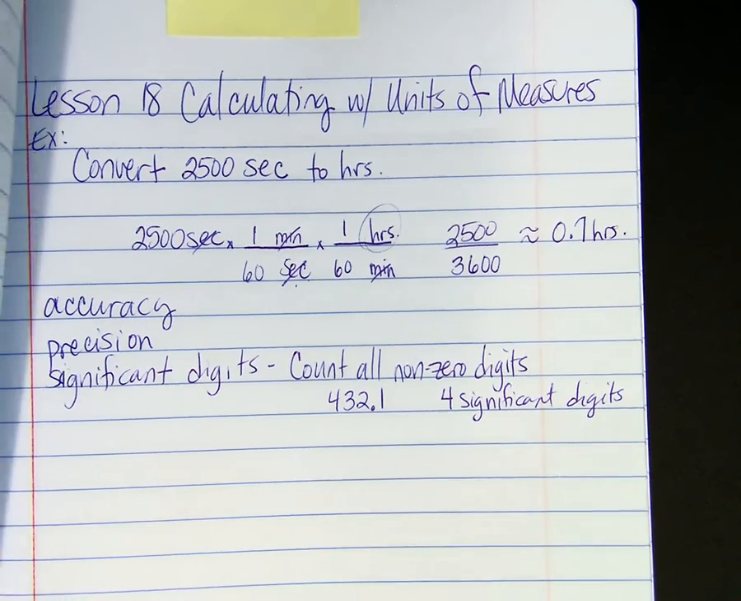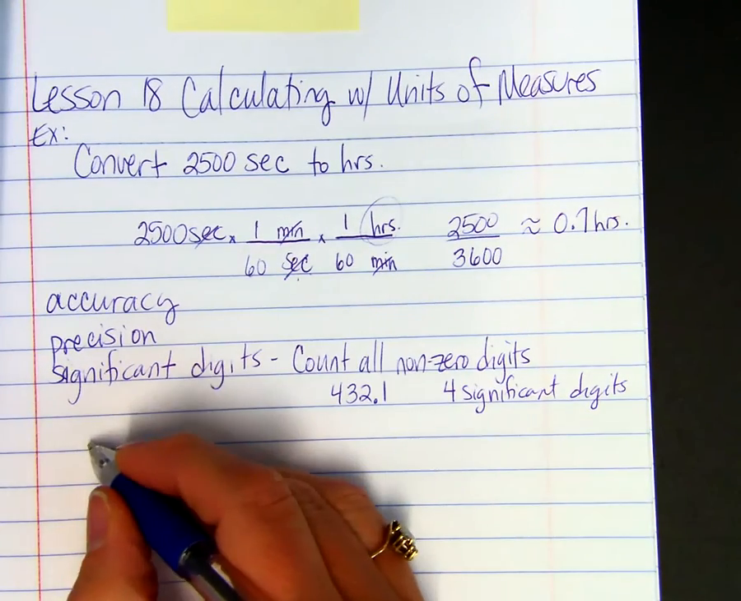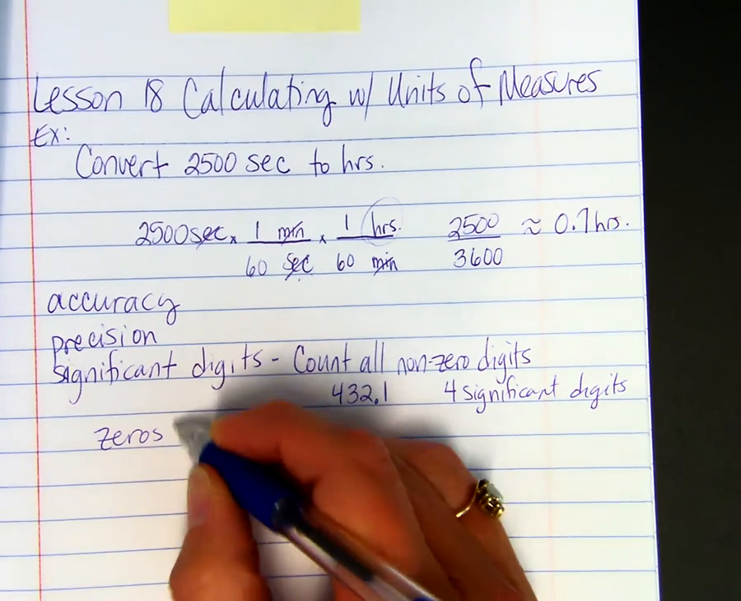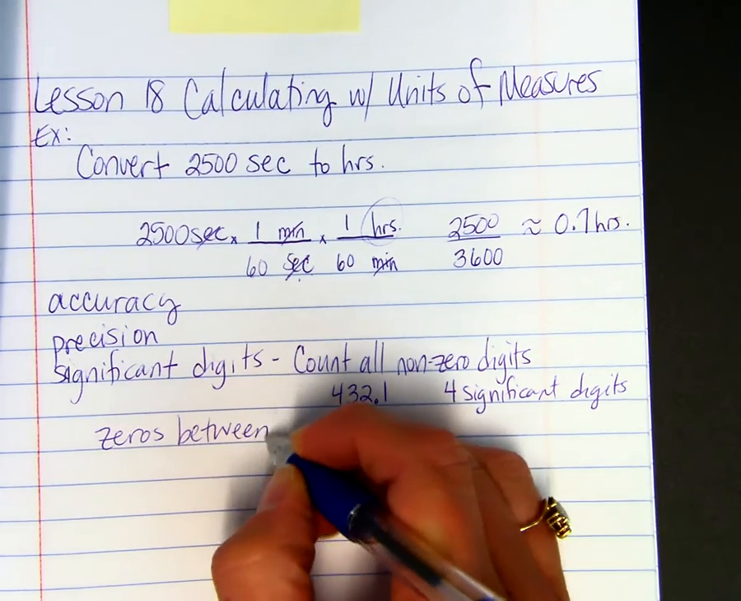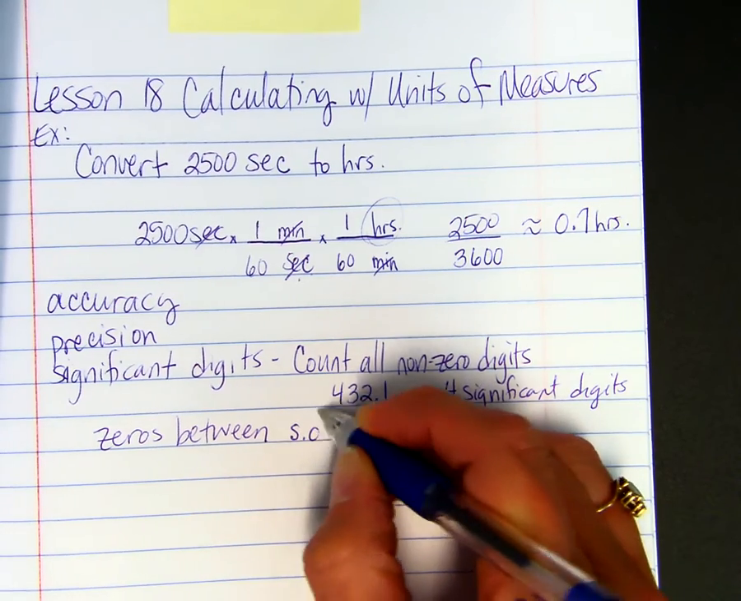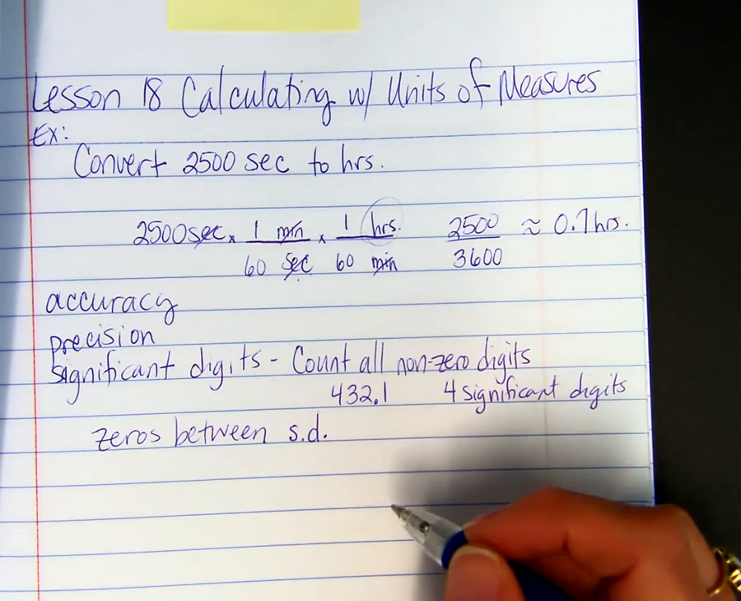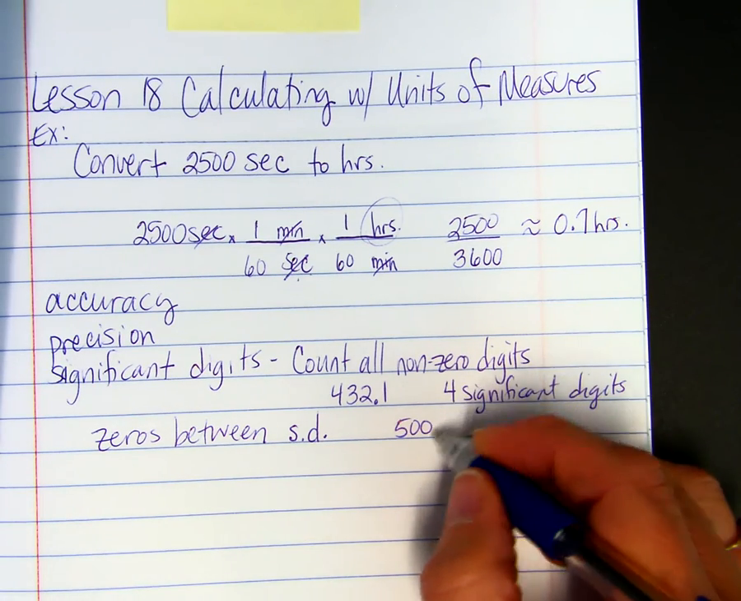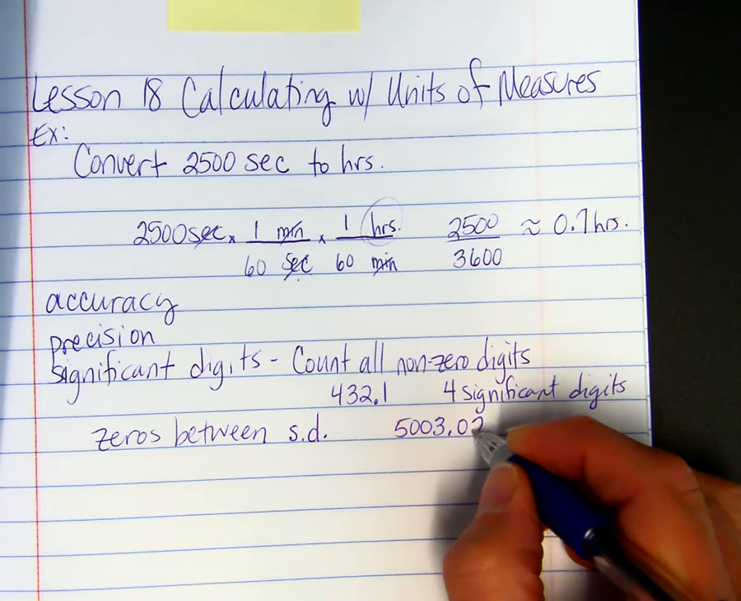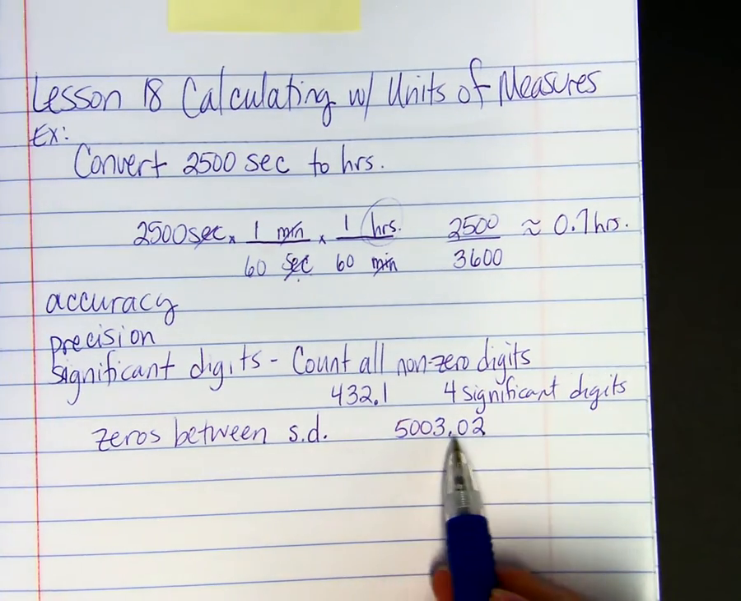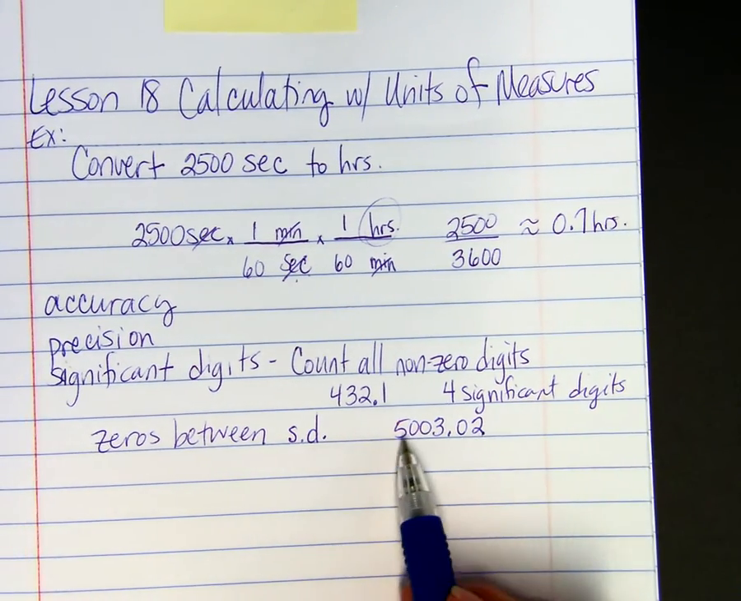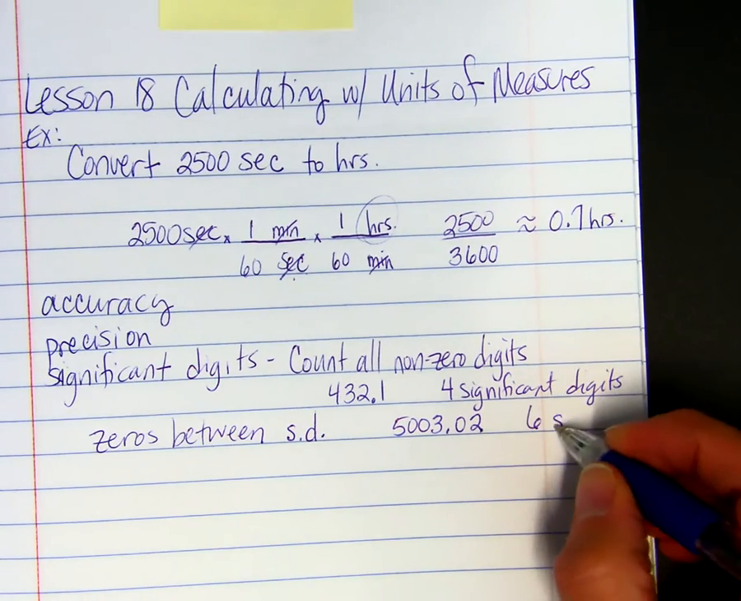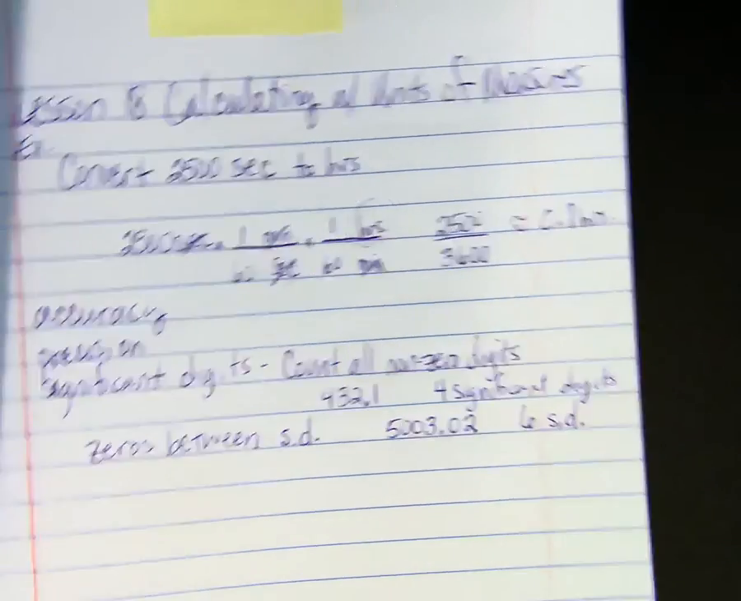You need to count the zeros between significant digits. I'm just going to do SD for significant digits. So if there's zeros between digits that are significant, you need to count them. So 5,003.200, we would count all of the digits including the zeros. So 4, 5, 6. So this has 6 significant digits.